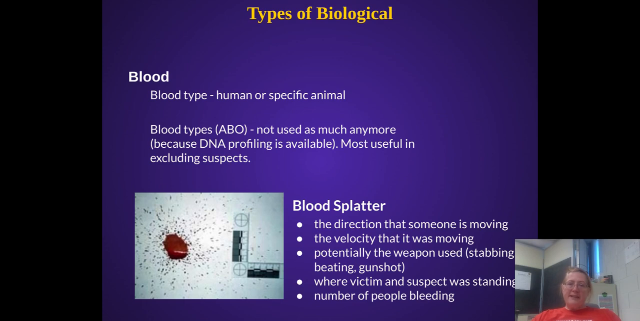And then the blood types, the ABO blood types, aren't used as much anymore because DNA profiling is simply more accurate. Blood typing is most useful in excluding suspects, which would include that's not that person's child because that child is O negative and they are AB negative. Not possible. But usually you go with the DNA profiling because it's like 99.9% this is your child.